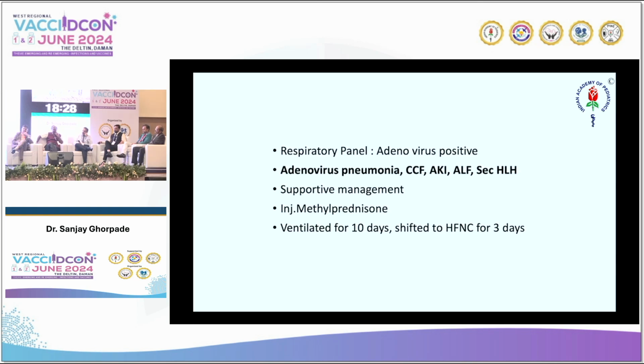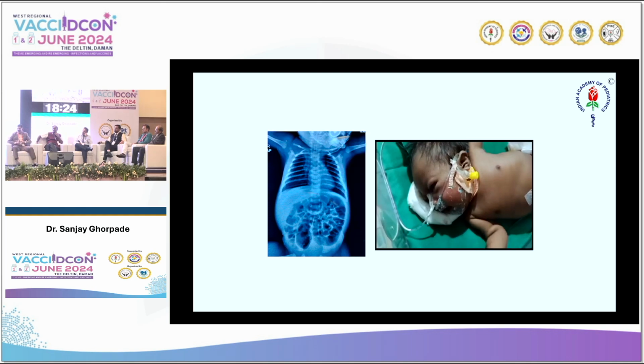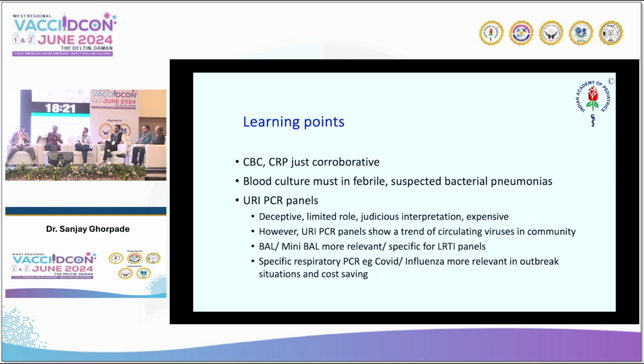The final diagnosis was adenovirus pneumonia with CCF, AKI, ALF, and with the due course of management, the patient improved and was discharged. So the learning points, friends, here are: CBC and CRP are just corroborative; blood cultures in pneumonia hardly grow, only 18-20%. Upper respiratory panels in restricted cases: H1N1 yes, COVID yes, rest of the things no. Yes, BAL, mini BAL in the intubated patient, definitely going for a respiratory panel will be helpful for specific diagnosis, and that gives excellent results too.